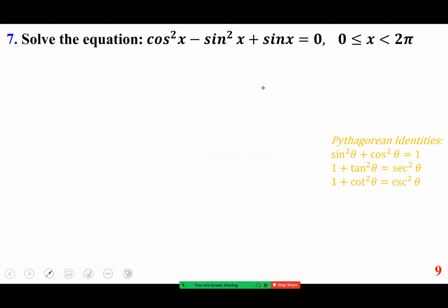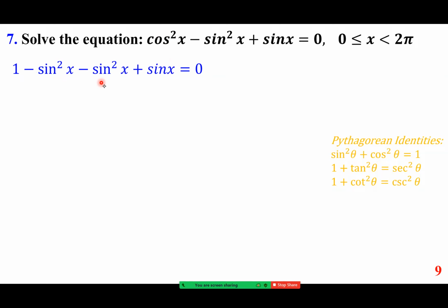All right, I'm going to solve this equation. Cosine squared minus sine squared plus sine equals 0. And we know Pythagorean identities. Sine squared plus cosine squared equals 1, because everything involves sine except this one. We're going to change this to 1 minus sine squared. So it's 1 minus 2 sine squared.